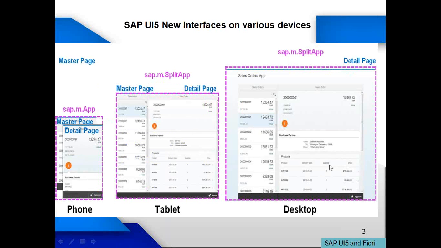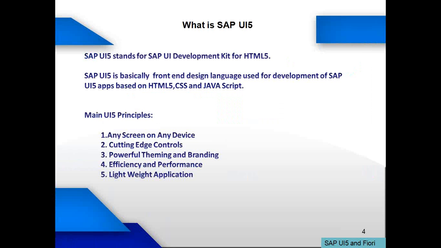And in desktop, it will show you more details than tablet, because desktop can accommodate more screens, so that it will show you more details. Let's go back. What is SAP UI5?